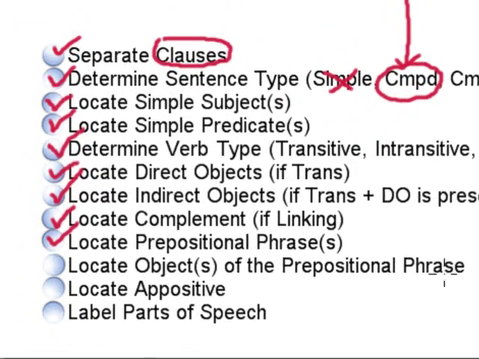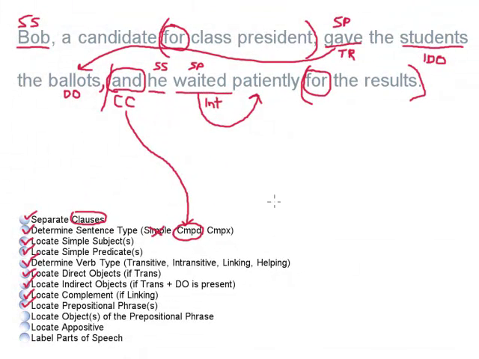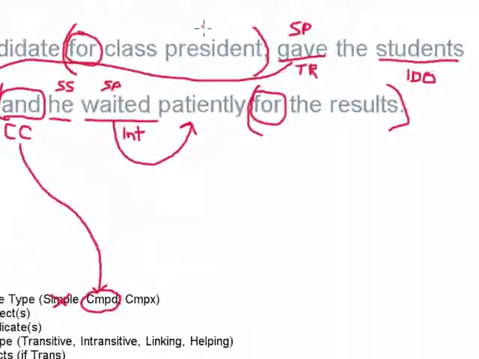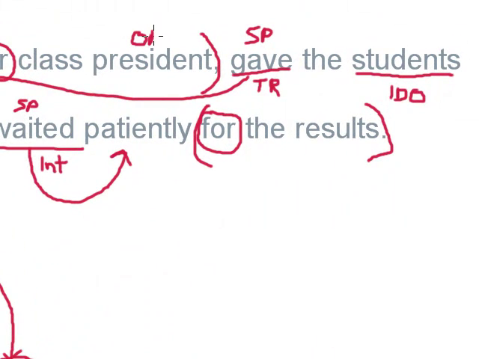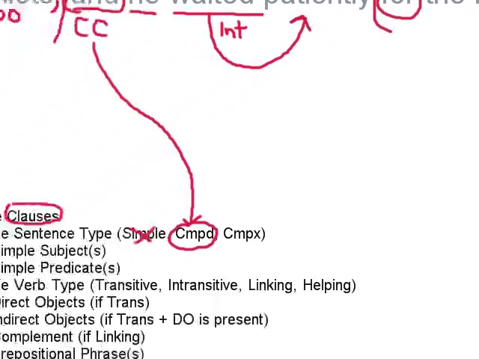Locate object of the prepositional phrase. All right. The object of the prepositional phrase is really easy. It's always the noun or the pronoun that completes the prepositional phrase. So president is the object of the preposition, and results is the object of the preposition.